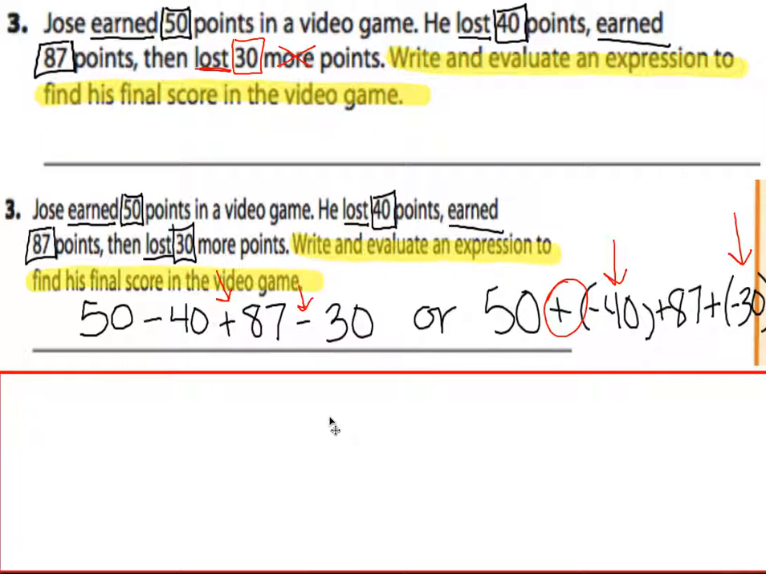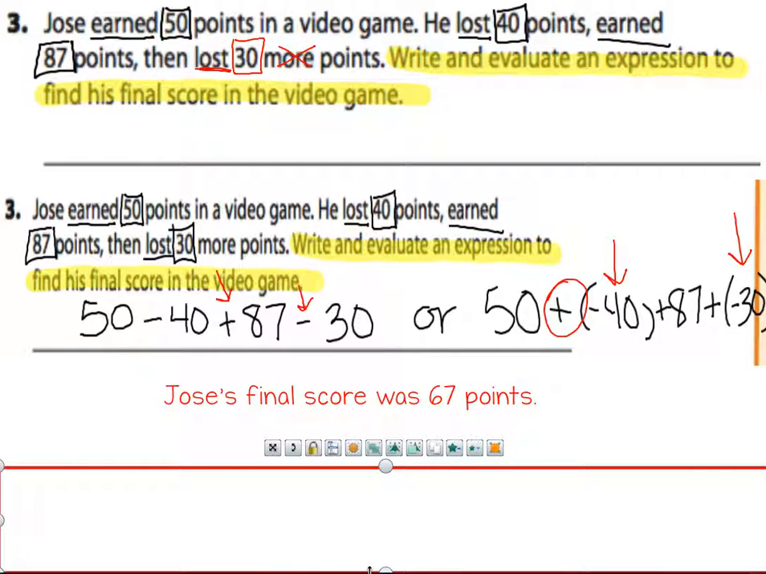And then in this case, we want to know his final score of the video game, and you should have found that Jose's final score was 67 points.